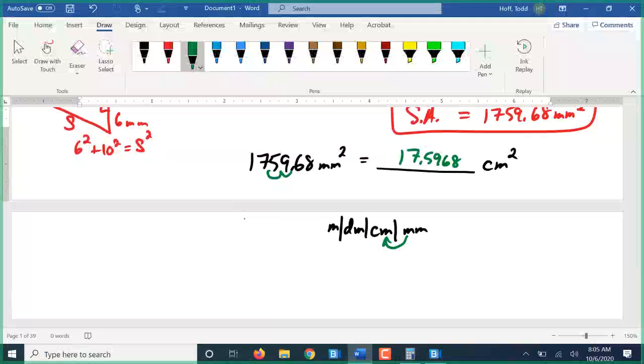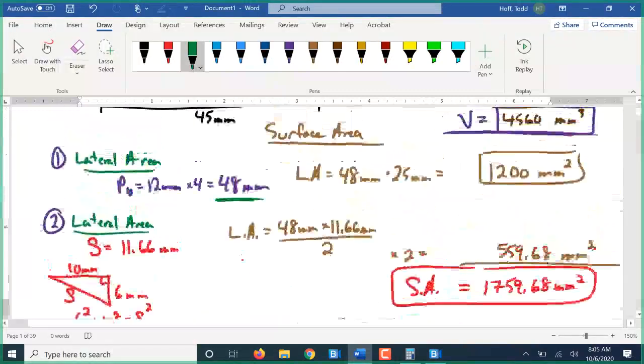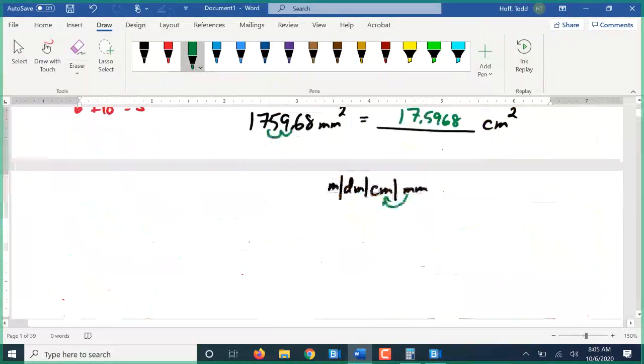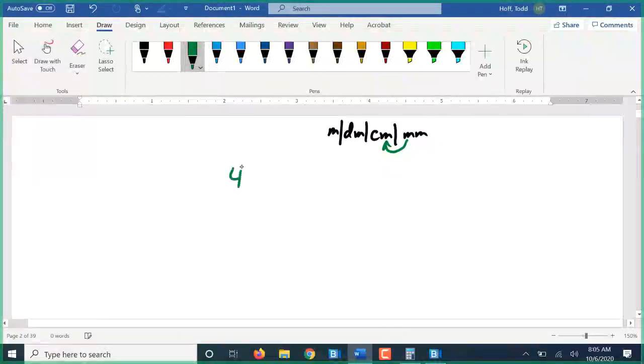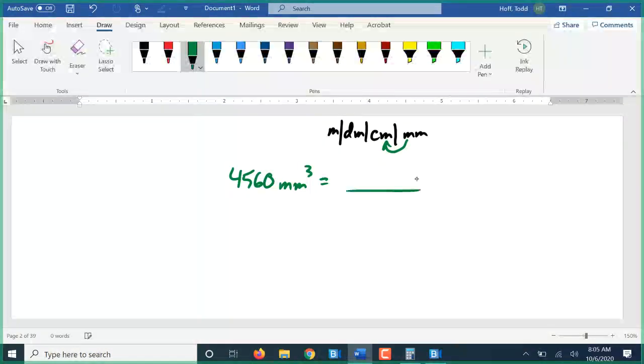Our volume that we had of 4,560 millimeters cubed, if I wanted to convert that into centimeters cubed, still one spot on the chart from millimeters to centimeters, but since it's cubed, the decimal point has to move how many spots? 3. 3, good. Every spot on the chart becomes 3 decimal places when it's cubed. So 1, 2, 3, that's 4.56 cubic centimeters.